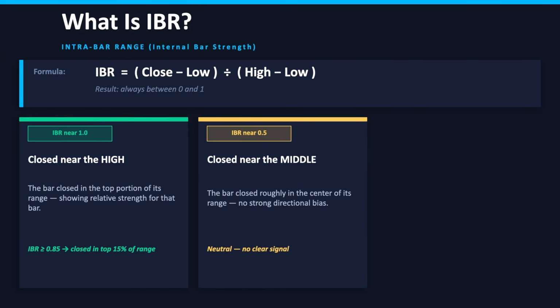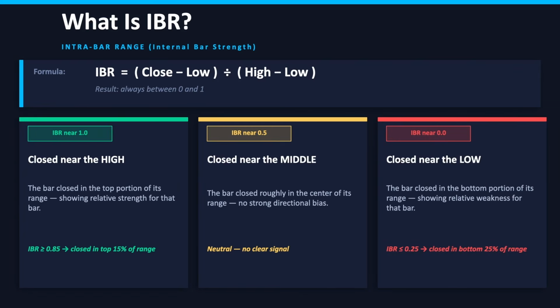Likewise, if the IBR value is in the middle, the bar closed in a neutral position. But if the bar closed near the low, that's going to be closer to 0. So we've got 3 different ranges here. Roughly near the high, that means we are in a bullish bar. If it's in the middle, we are in a neutral zone for that bar. And if we're near the low, we are in a bear phase for that bar.